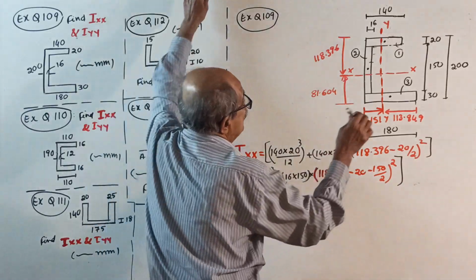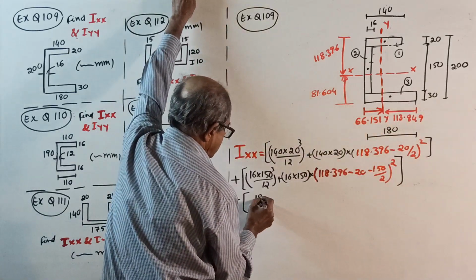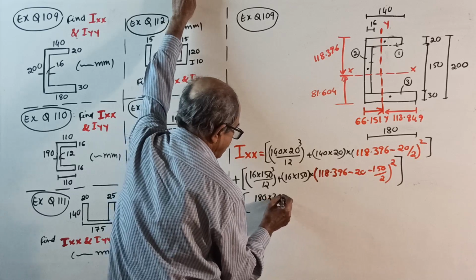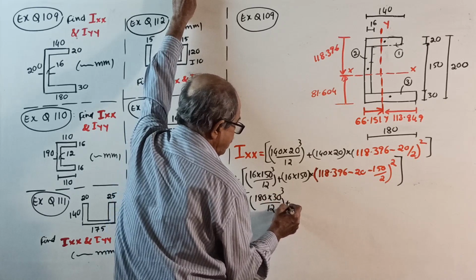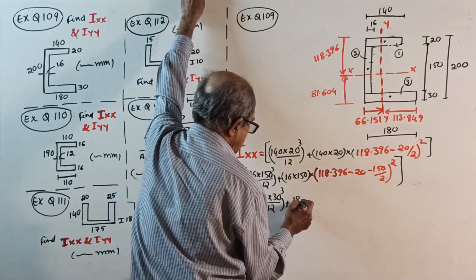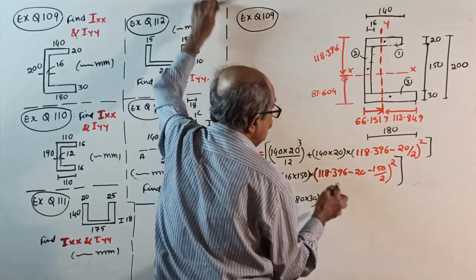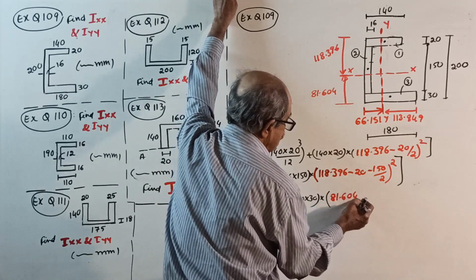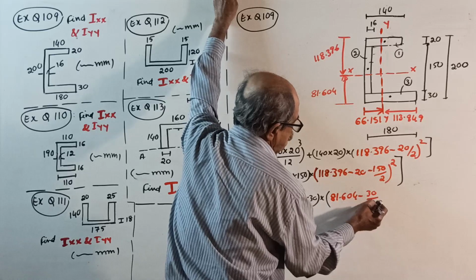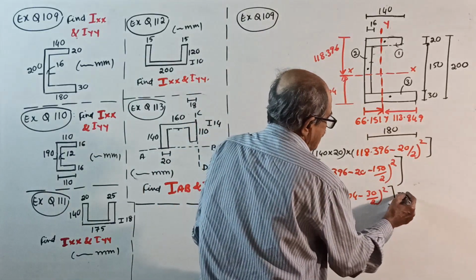Plus 180 into 30 cube by 12. I feel this is more comfortable for me, so that is an advantage for you also, so that you can check all the values. Plus 180 into 30 into 81.604 minus 30 by 2 whole square. Yes, this will give you Ixx.